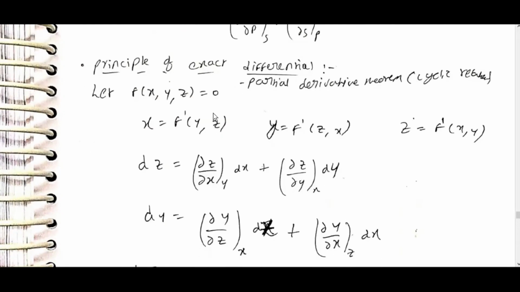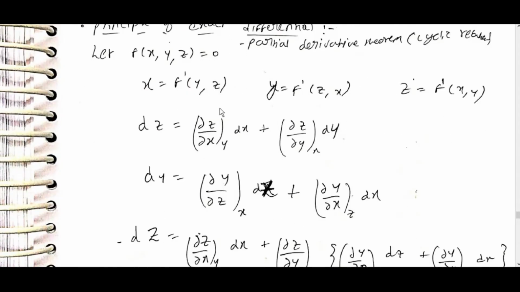F of x, y, z is equal to 0. x is equal to f of y, z. y is equal to f of z, x. z is equal to f of x, y.